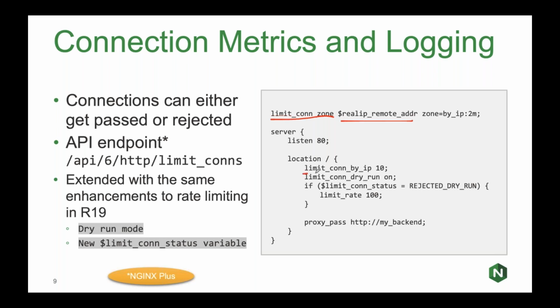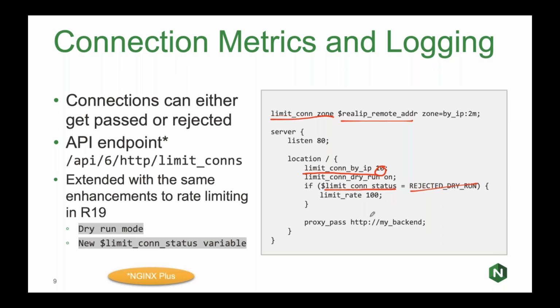Later on, in our location, we apply the limit con directive with a limit of, in this case, 10 connections per remote IP address. And we've got dry run turned on so we can see what's happening. So what this configuration is doing is using the limit con status variable so that if we get a reject because of the dry run, then we're going to apply a bandwidth limit and slow down clients that are opening too many connections by giving them a really slow bandwidth limit on their excess requests.